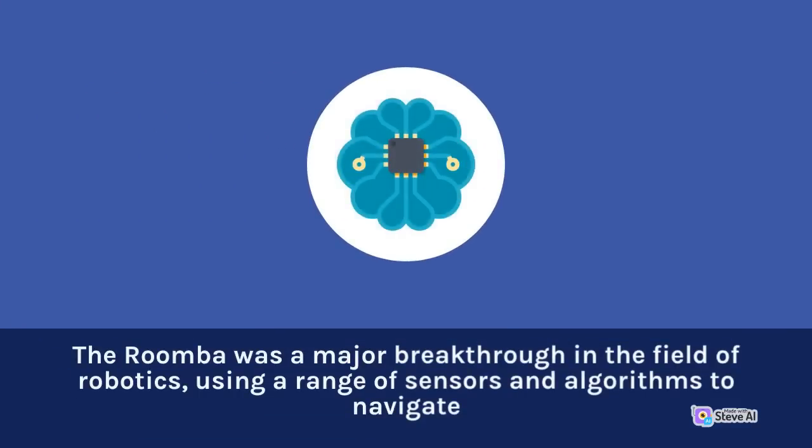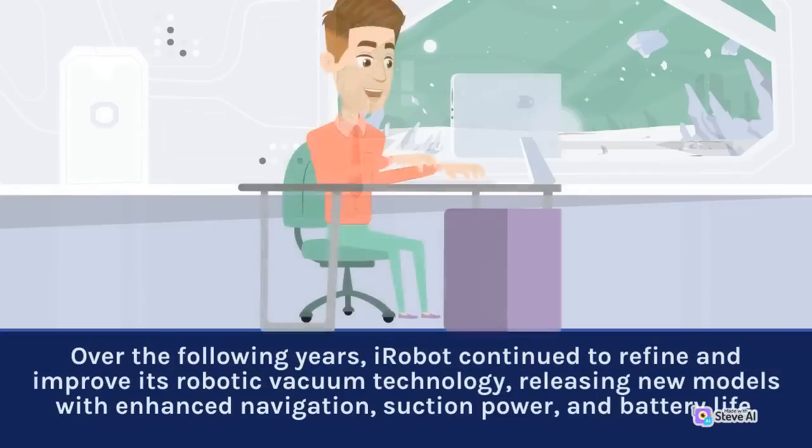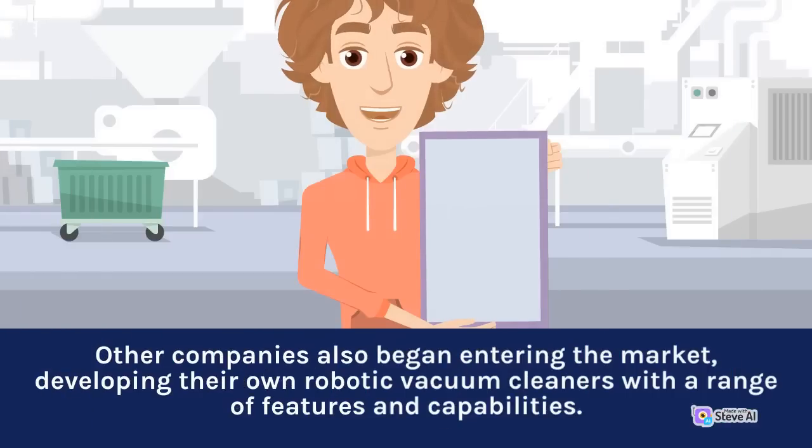The Roomba was a major breakthrough in the field of robotics, using a range of sensors and algorithms to navigate and avoid obstacles, and to adjust its cleaning patterns based on the layout of the room. Over the following years, iRobot continued to refine and improve its robotic vacuum technology, releasing new models with enhanced navigation, suction power, and battery life. Other companies also began entering the market, developing their own robotic vacuum cleaners with a range of features and capabilities.